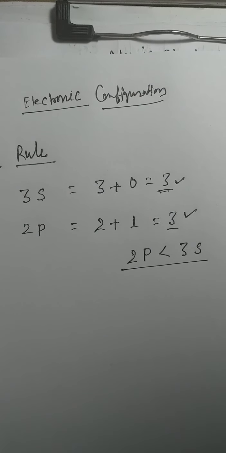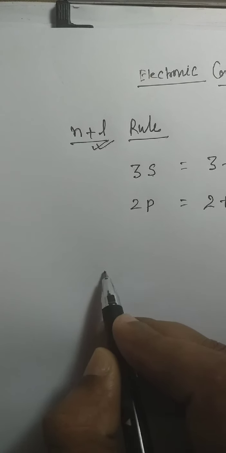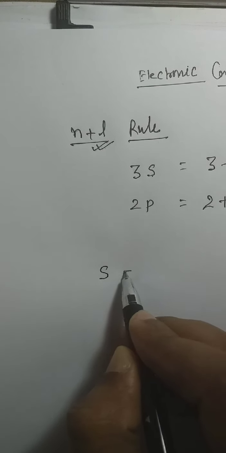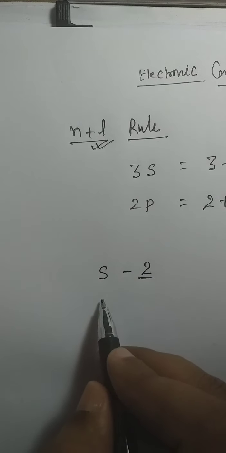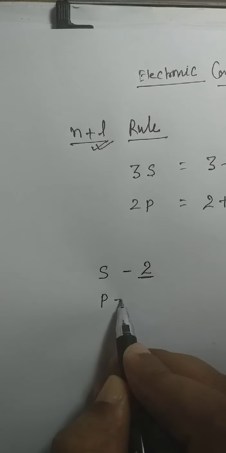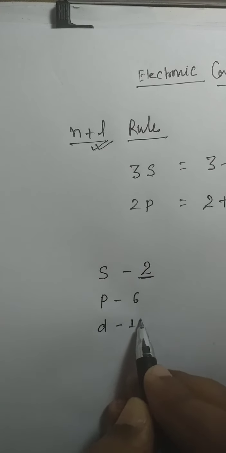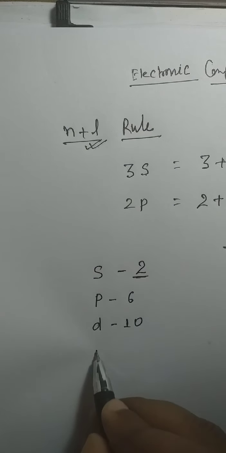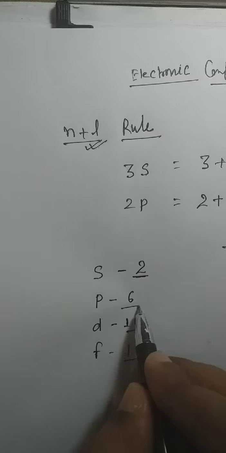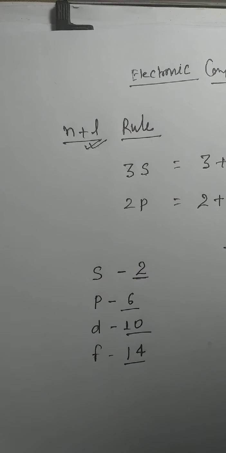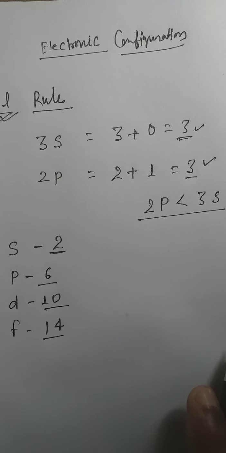Apart from that, you have to memorize one more thing about where we accommodate the electrons. Keep in mind that the s orbital has a maximum capacity of 2 electrons, p has a maximum of 6 electrons, d has 10 electrons, and f has 14 electrons. We discussed this briefly in the previous class as the maximum capacity of the orbitals.